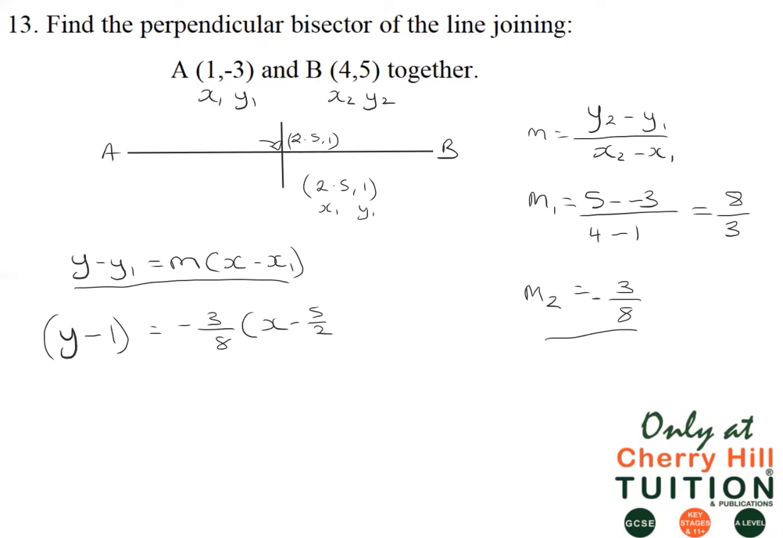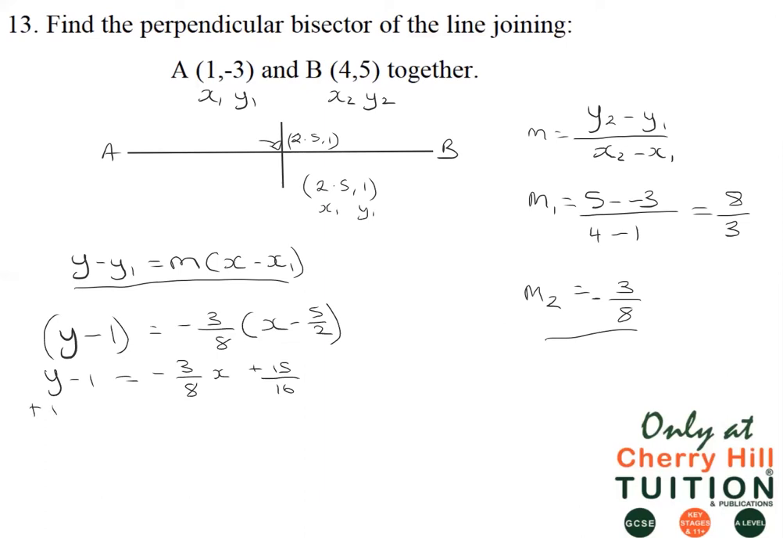5 over 2. And now we just expand and simplify. So we get minus 3/8 over x. And then we multiply minus 3 over 8 by minus 5 over 2. We get plus 15 over 16.